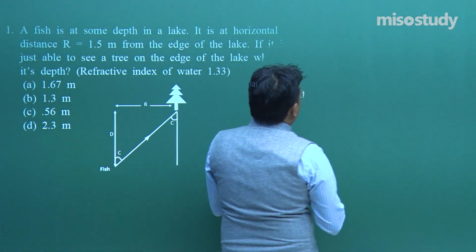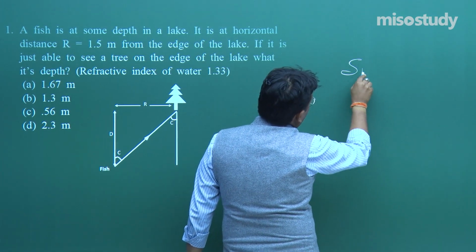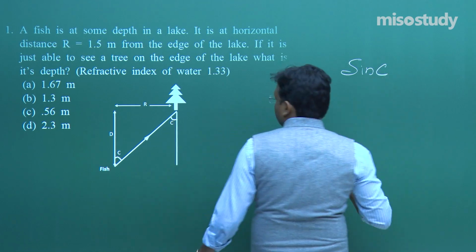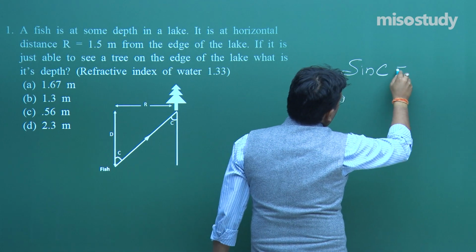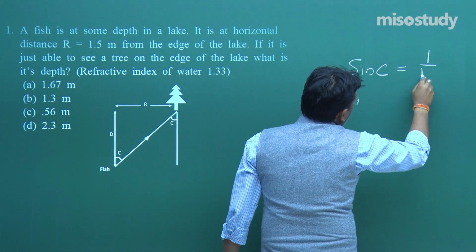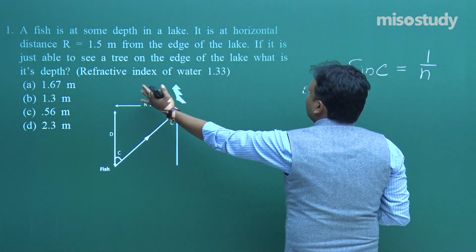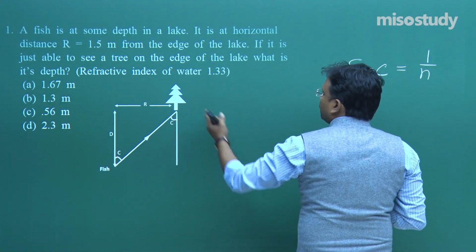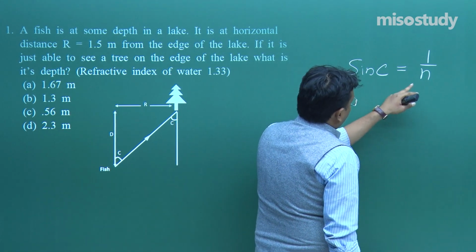Now, let me write down the simple formula. That formula is sin C, where C is the critical angle, equal to 1 upon n, or 1 upon mu, which is associated with the refractive index of the water. So, sin C is equal to 1 upon n.